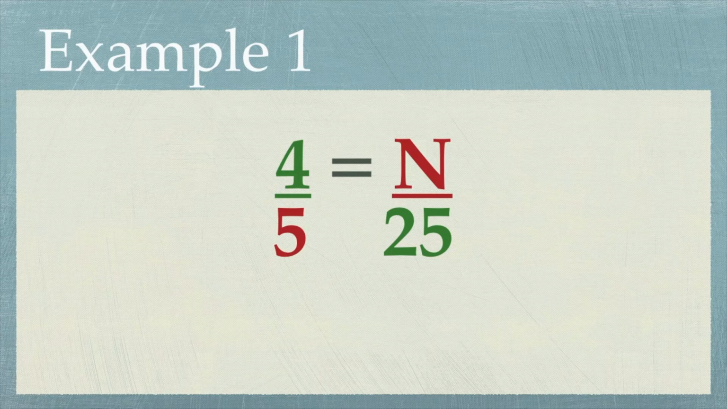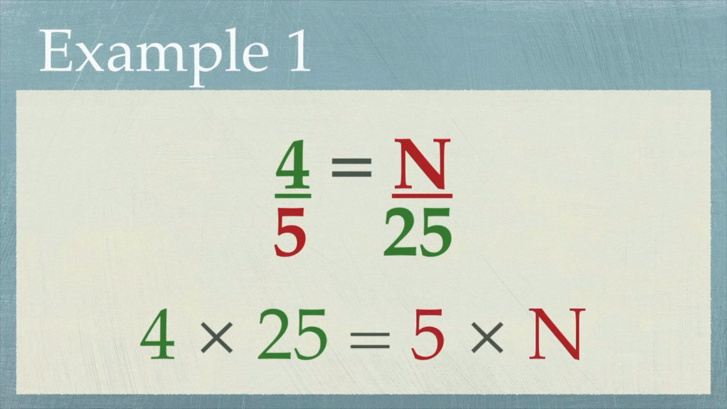So look at the colors of the values. We have green and red. That means you will cross multiply those values. So 4 will be multiplied by 25. You write it on the left part of your solution. And then 5 will be multiplied by n, and that will be written on the right side of your solution. So we have 4 times 25 equals 5 times n. And then we proceed.